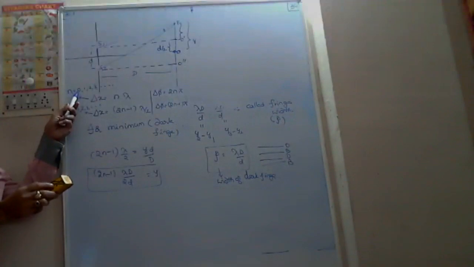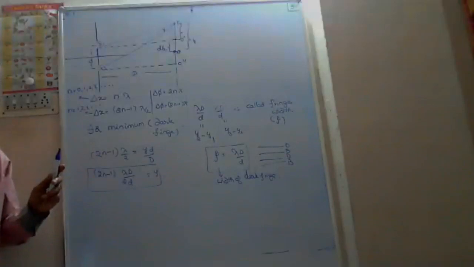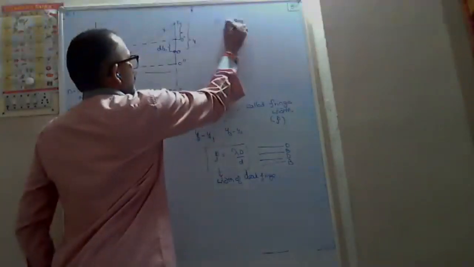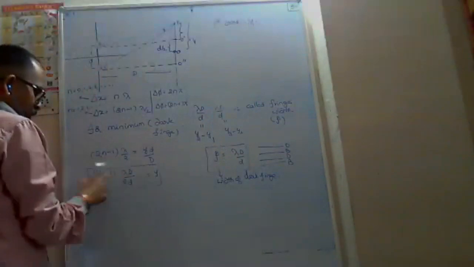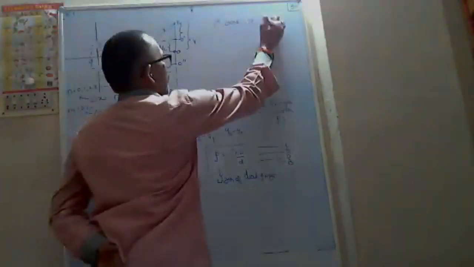Yes, sir. By putting n equals 0, the 0th bright is there, but the 0th dark is not there. Directly you are coming to the first dark. The first dark is formed at a distance of y1 equals lambda D by 2d. Right, lambda D by 2d.